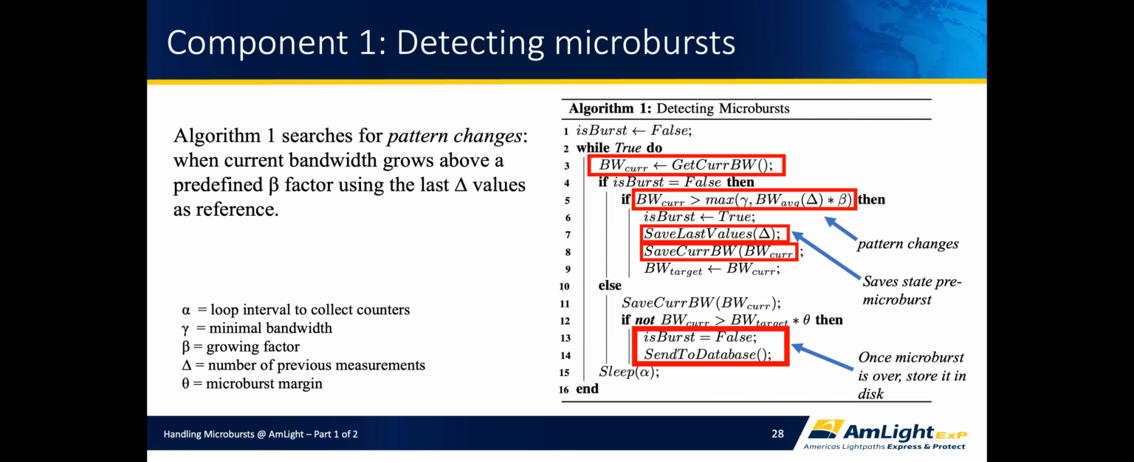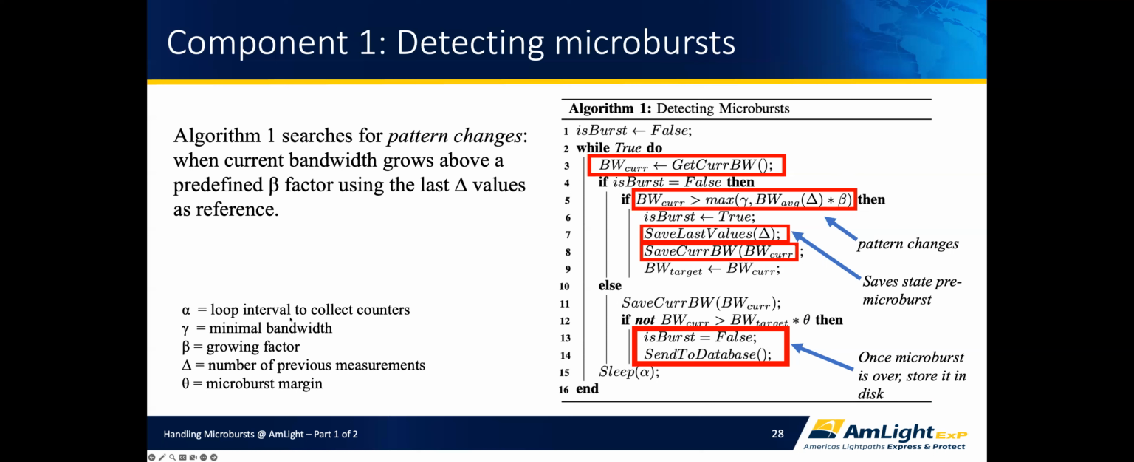So I don't want to scare anyone with the algorithm. I have a better one, but this is in the paper, so I have to use those slides for the NUMS presentation. So I'll keep it here for now. This Algorithm 1 is the one that detects microbursts, right? It's looking for pattern change. So it's pretty clear here. This is the formula that we get. And we made all those variables customizable by the operator.